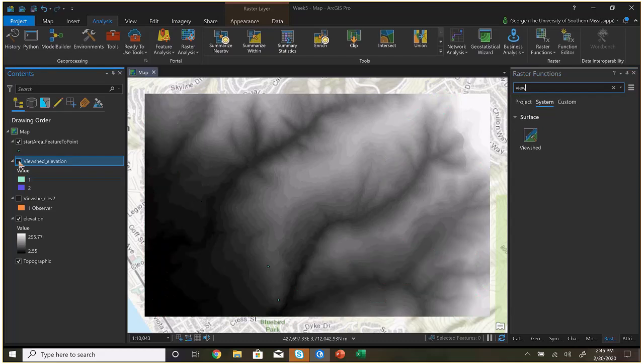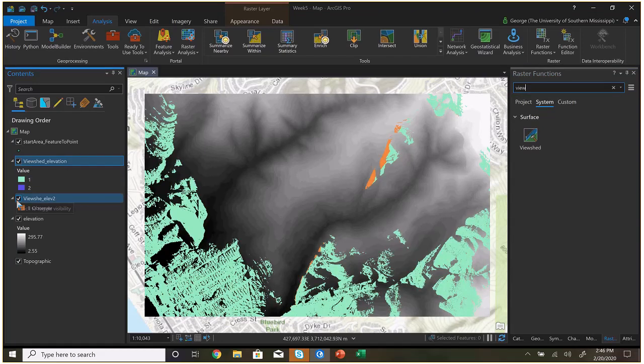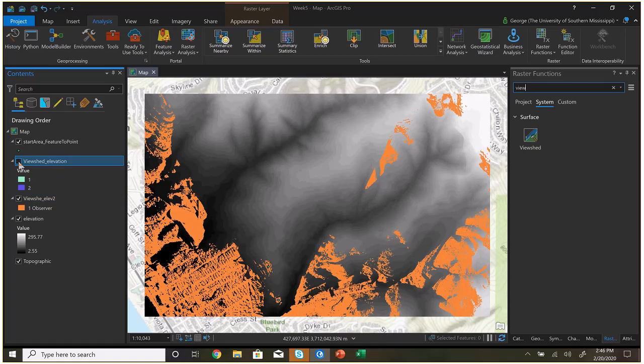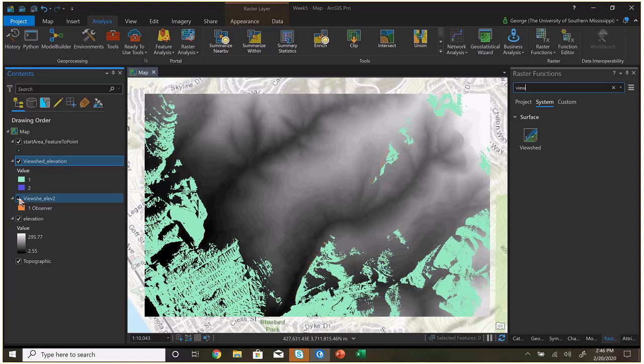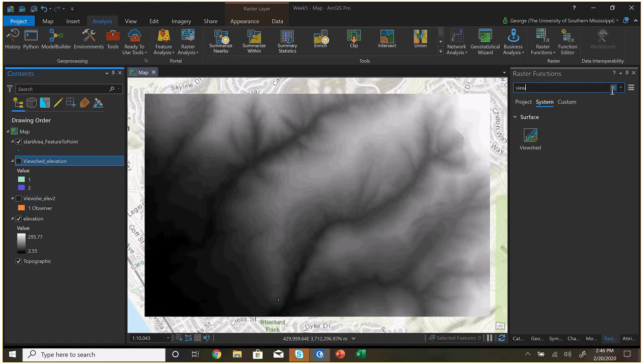Yeah, so that doesn't look too different than that, but it is a little bit different. Oh, it's because there are two observers. I don't know why the first one didn't get both observers. In any case, that wasn't what I was trying to show you.